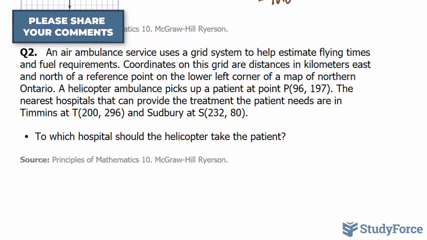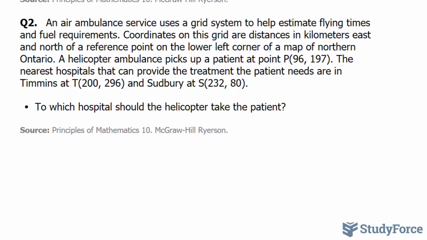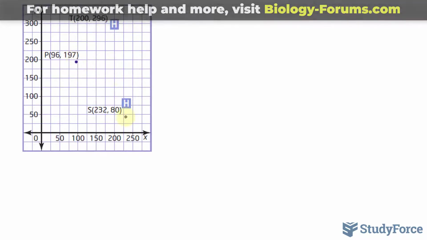So technically we are at the coordinates 96 and 197, and to give you a better visual of what this looks like, take a look at an XY plane that plots these 3 points. We have a hospital here and a hospital here, and we're right here. To find the best possible hospital to take this patient, we have to find the distance from point P to T and the distance from point P to S, and then compare which one is shorter. Let's go ahead and do that.